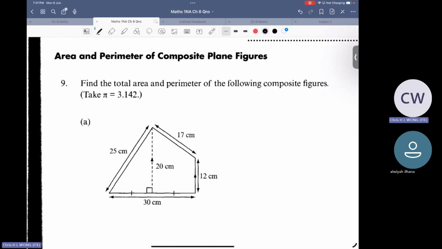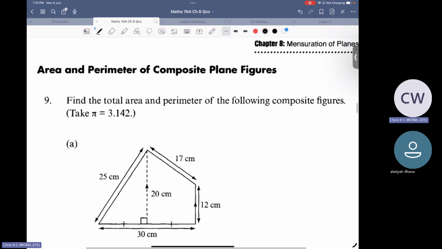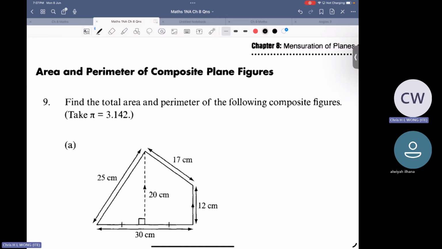Look at this. Okay. Now, what are you supposed to do? Can you see? You're supposed to find the two things. You're supposed to find the total area and the perimeter of the following composite figure. The word composite figure, composite means two figures joined together. Why two figures? Because if you look at it, actually there is a triangle. Can you see there's a triangle here, right? And then the other one, what is this?